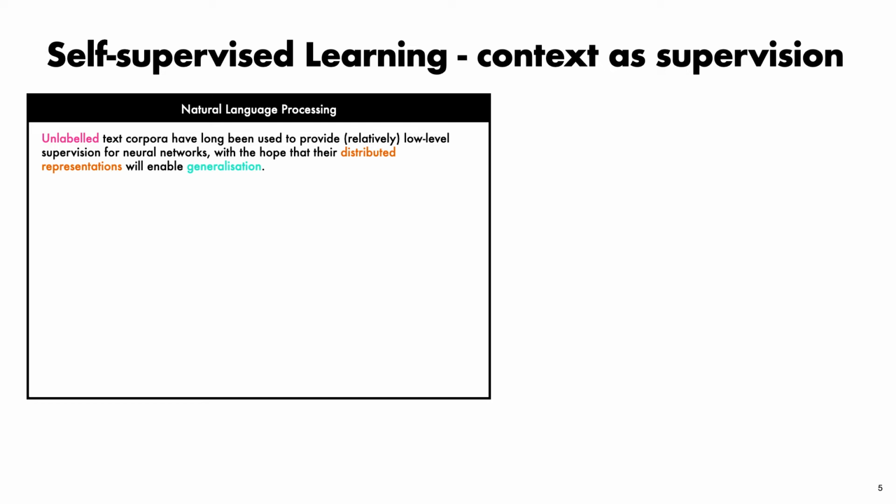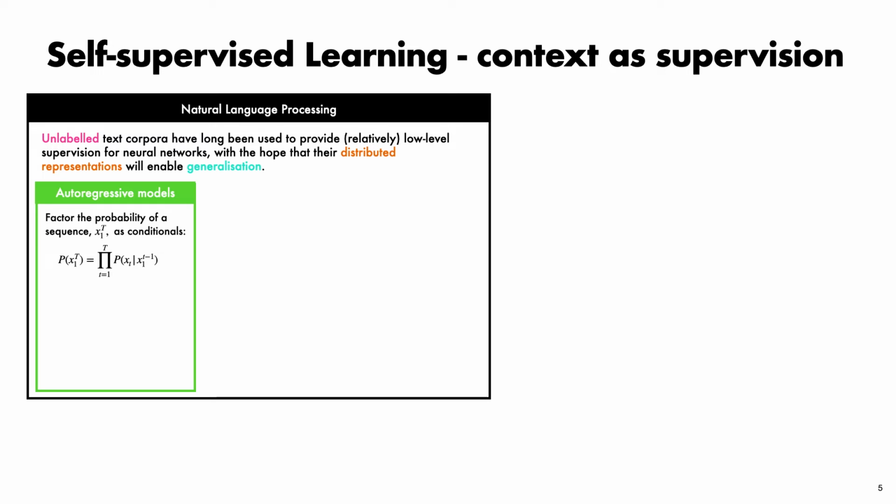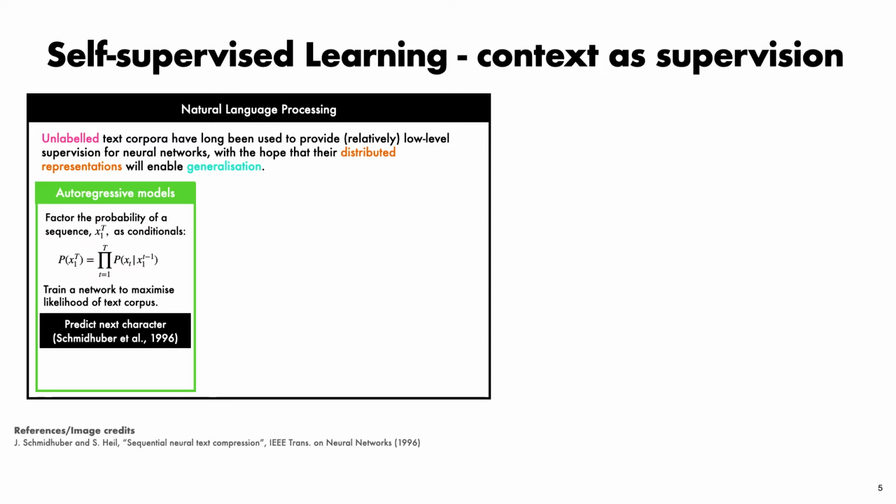One example of such models are autoregressive models, in which the joint probability of a sequence is factored into a product of conditional distributions, with each element in the sequence conditioned on the previous elements. Then, a network can be trained to maximize the likelihood of a text corpus under this factorization. For example, a network can be trained to predict the next character in text to enable compression, or to predict the next word to learn a language model.